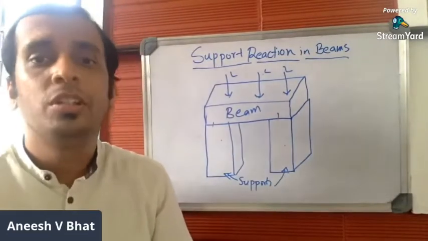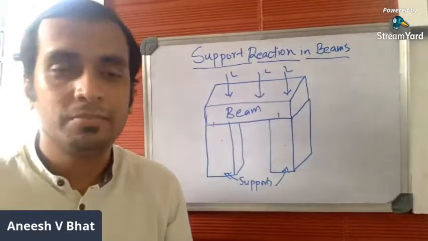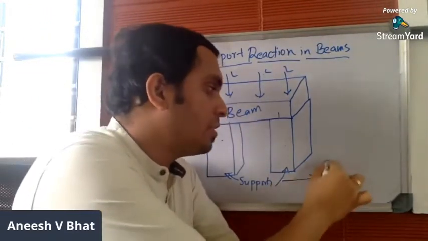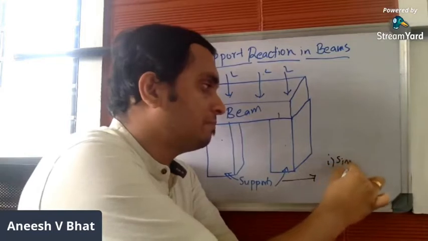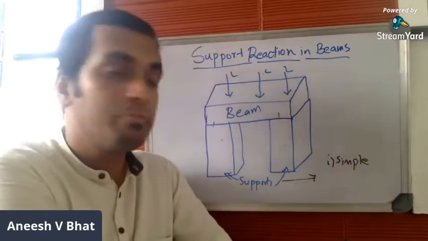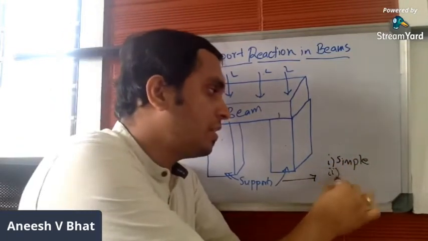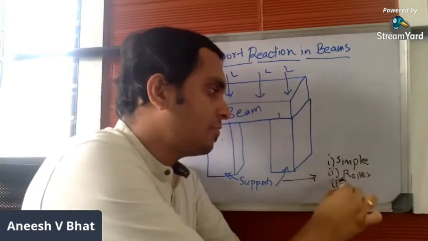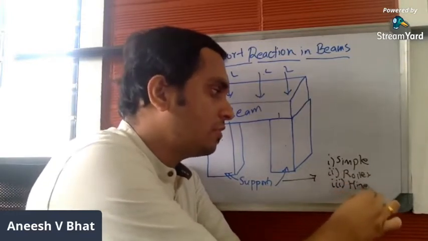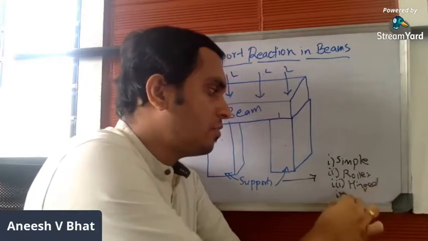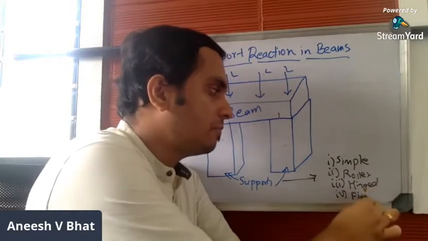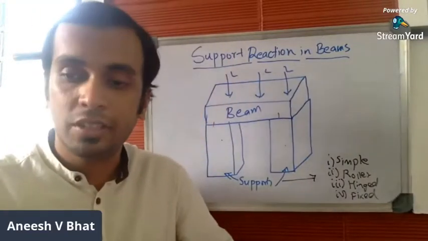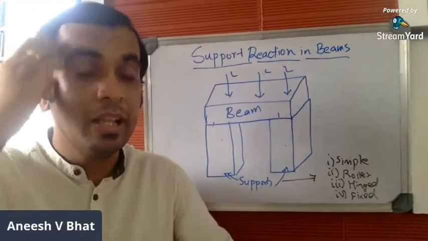In order to understand support reactions, you have to go through all the types of supports available. You have 4 types of supports. The first type is simple support. Second type is roller support. Third type is hinged support. And the fourth type is fixed support. These are the 4 types of supports available.